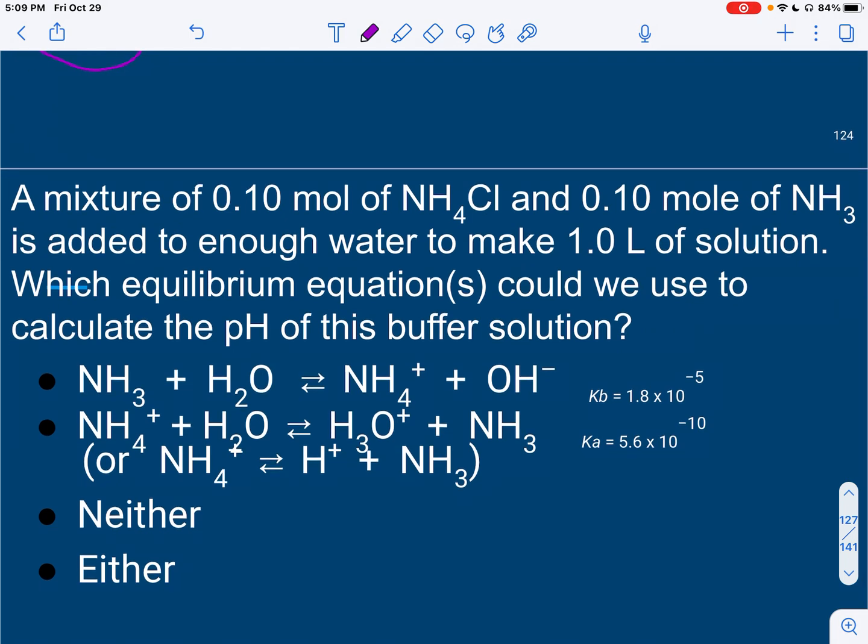A mixture of 0.1 moles of NH4Cl and 0.1 moles of NH3 is added to enough water to make 1 liter. Which equilibrium expression could we use to calculate the pH of the buffer? It does not matter. For this one, you would use Kb and the OH minus, and then you would 14 it. For this one, you would use Ka and the H3O plus or the H plus, and you would just negative log it. So either one of those is fine. You're going to get the same pH because it's the same solution.